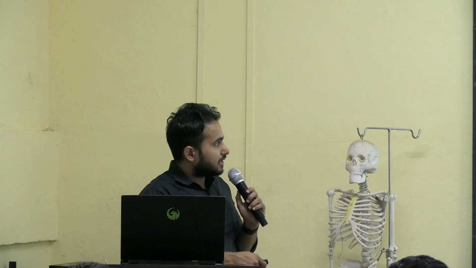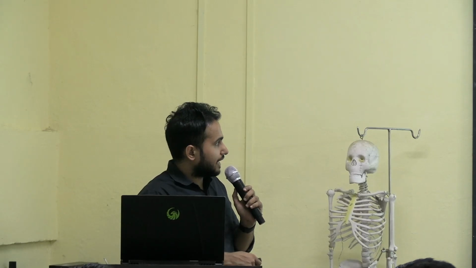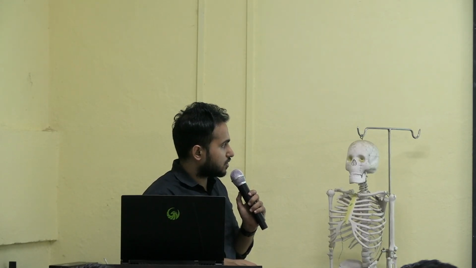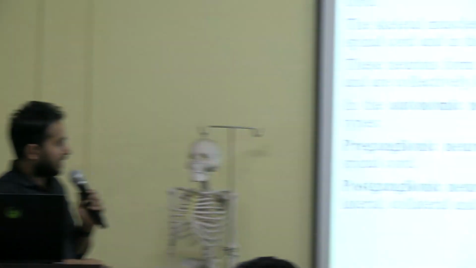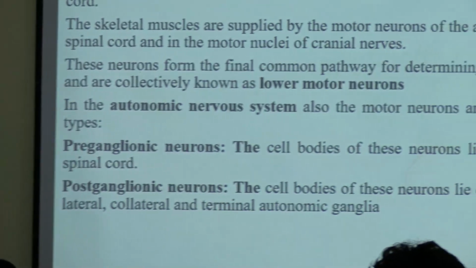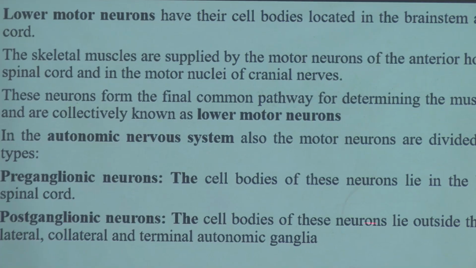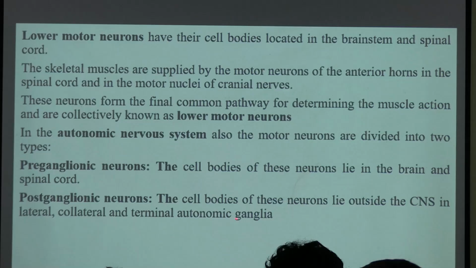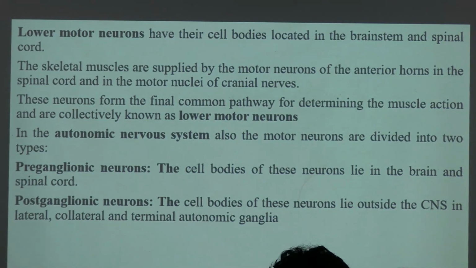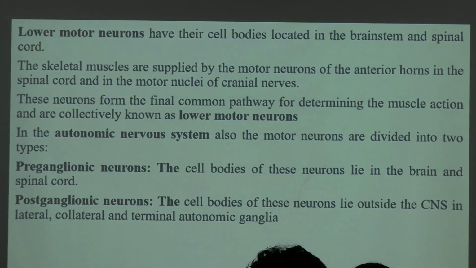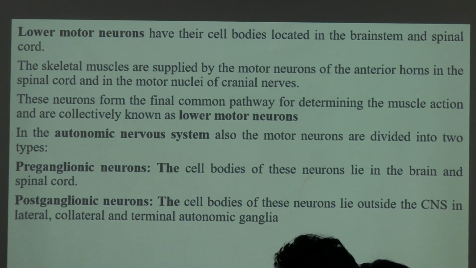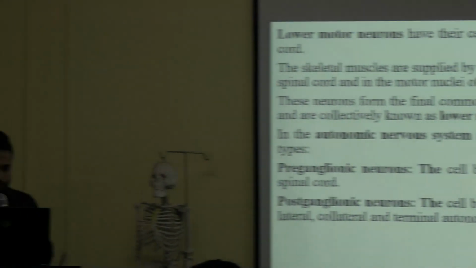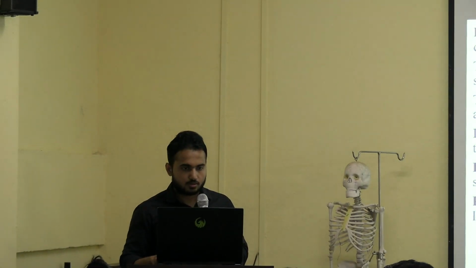Next, in the autonomic nervous system, the motor neurons are again divided into two types, preganglionic and postganglionic. What is this preganglionic? Here the cell bodies will be situated in the brain and spinal cord, and in the postganglionic they will be situated outside the central nervous system, for example collateral and terminal autonomic ganglia. I hope you have noticed that several times I have mentioned this terminology, ganglia. Today we'll be discussing the ganglia also: what is a ganglion, what is its structure, and what are the different types of ganglia.